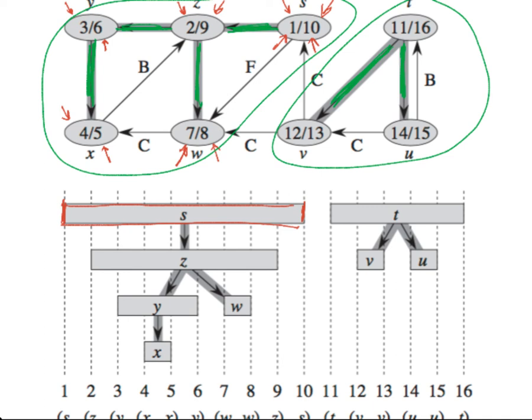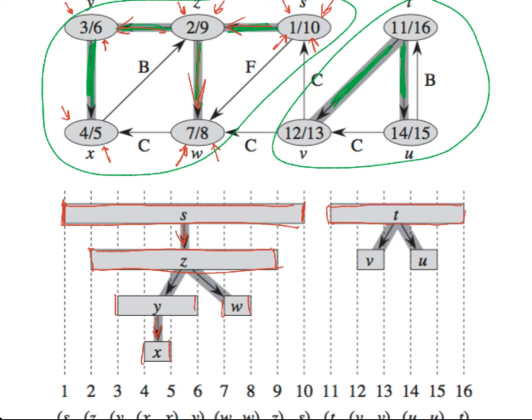Now, S has a child in the depth first search tree, Z. So we mark that, and Z has a start time of 2, finish time of 9. Now Z has two children, Y and W. Y we put on the timeline, W we put on the timeline, then Y has one child, X. And so we can see this tree coming out in the timeline. And similarly with the other tree, T with its two children, V and U.